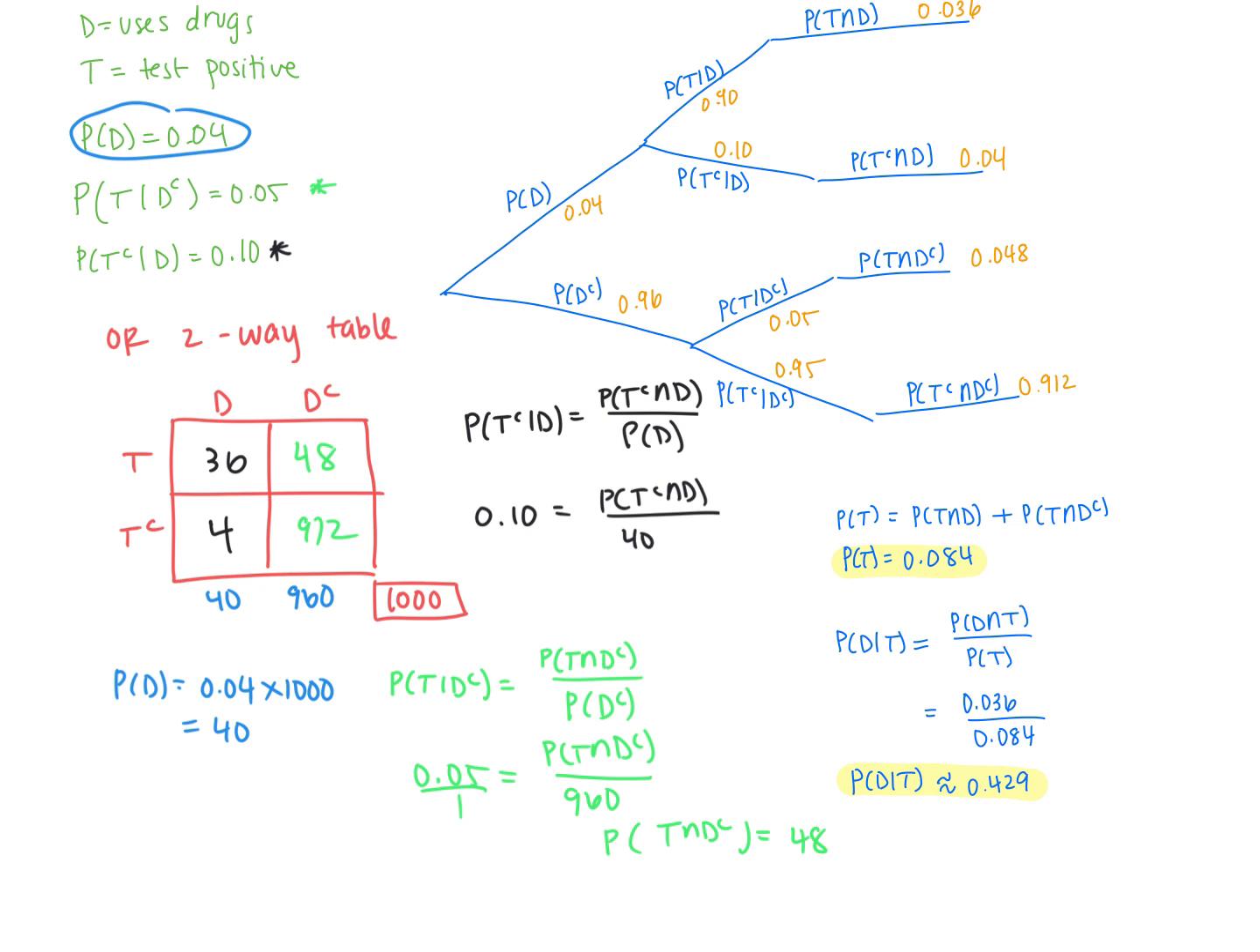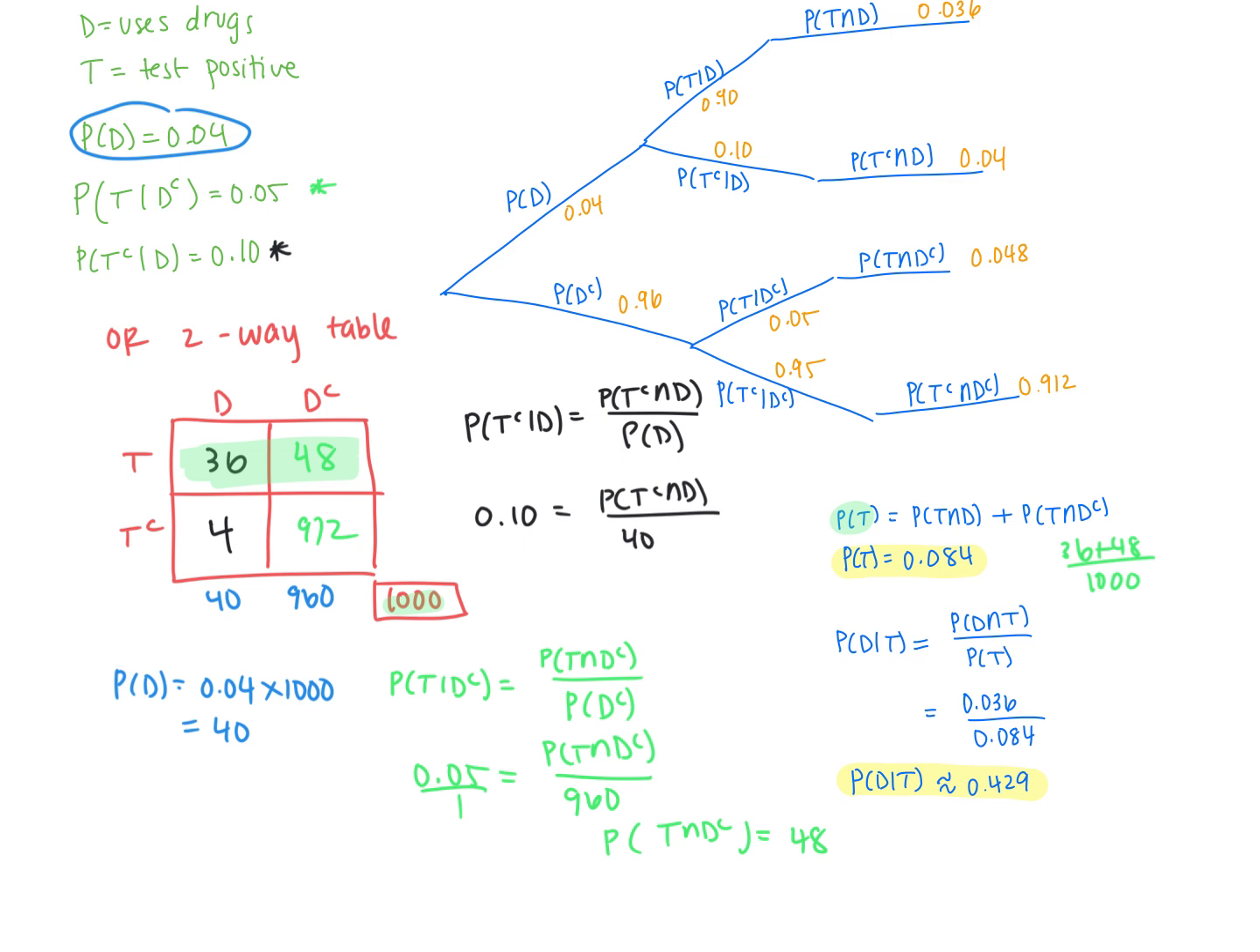So this is a different way to not use a tree if you don't want to. So then if it asks you, like we got asked, what is the probability of testing positive? Well, the probability of testing positive on our table, it's these people divided by our total. So we would do the 36 people and the 48 people divided by the 1,000 people. And it would get us that 0.084. Similar idea down here.